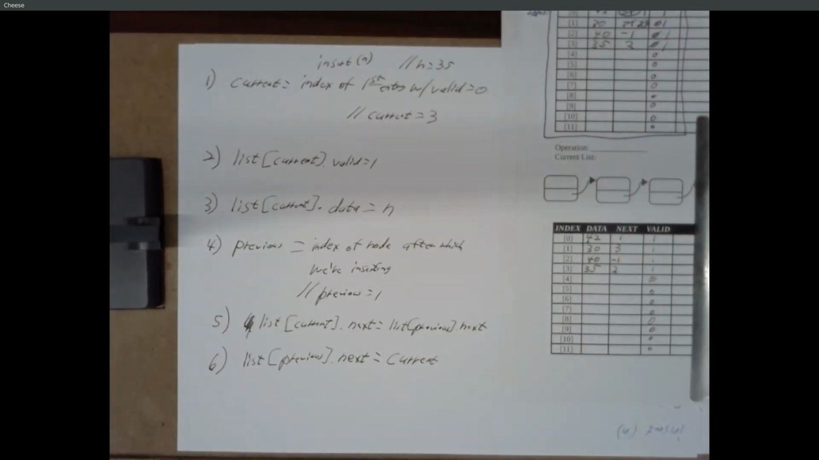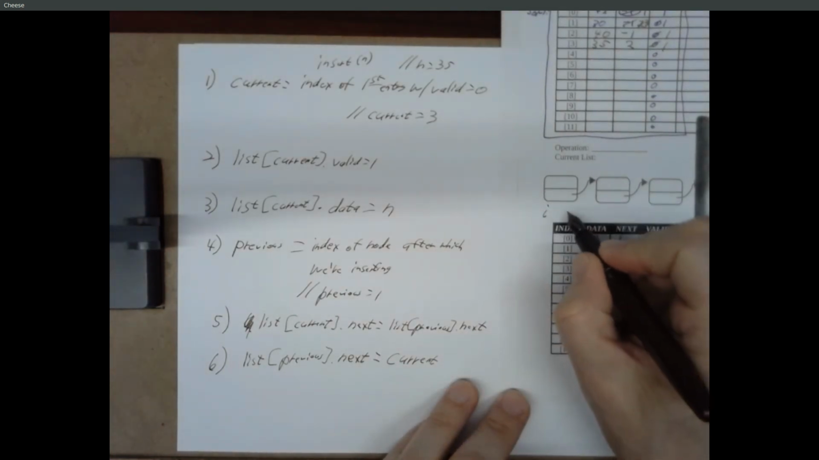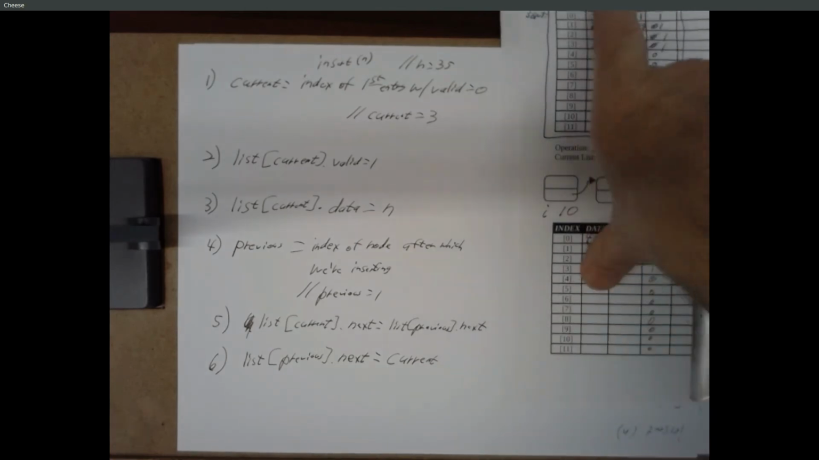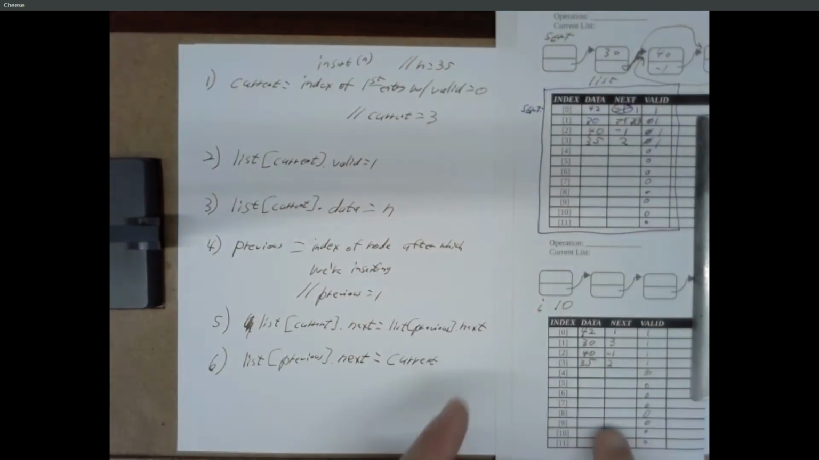So let's do one more insertion operation. Let's insert a 10. And this is tricky because now we're inserting in the beginning of the list. So we're inserting a 10, right? Our first node is a 30. And we're trying to insert something before that. But it turns out we can do exactly the same algorithm we just did. It's going to work perfectly fine.